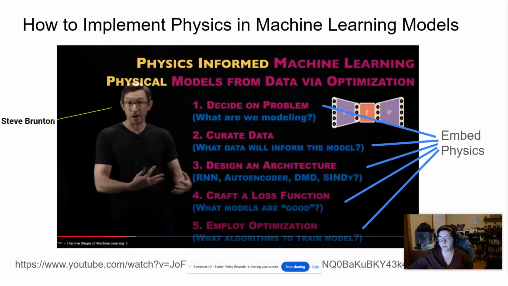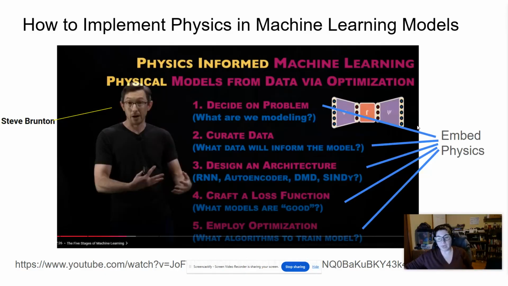The reason why I took that is because here he is going over the 5 stages of building machine learning models, and he is creating the argument that you can embed physics in each step of the model-building process. In this experiment specifically, I went with curating the data. I didn't go with the more higher-level design and architecture, crafting a loss function, or employing an optimization. Even these two, the DMD and the SINDy models, are actually PhD-level experimentation. So curating data was more simplified for a semester class.